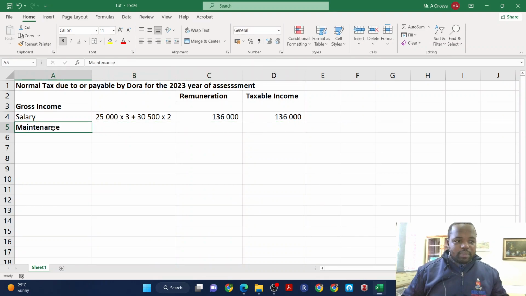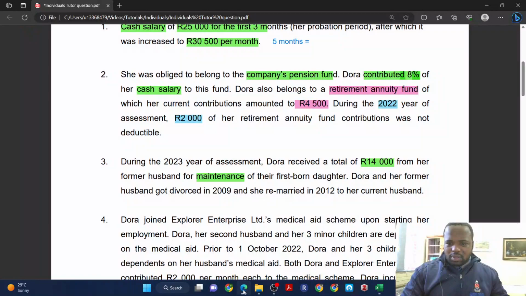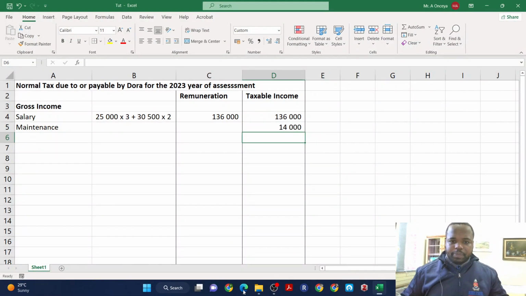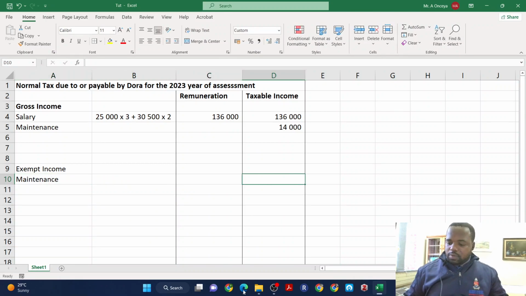If that's gross income, remember that's a special inclusion, I believe, of how much? 14 grand, I believe. Okay, but then remember, this is also exempt income. Maintenance minus 14,000. Okay, that's cool.